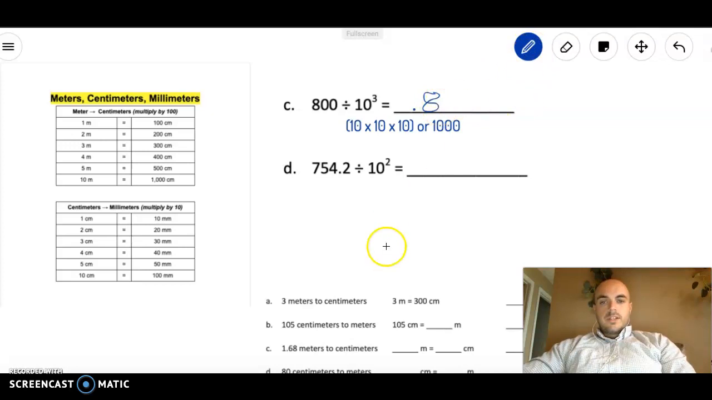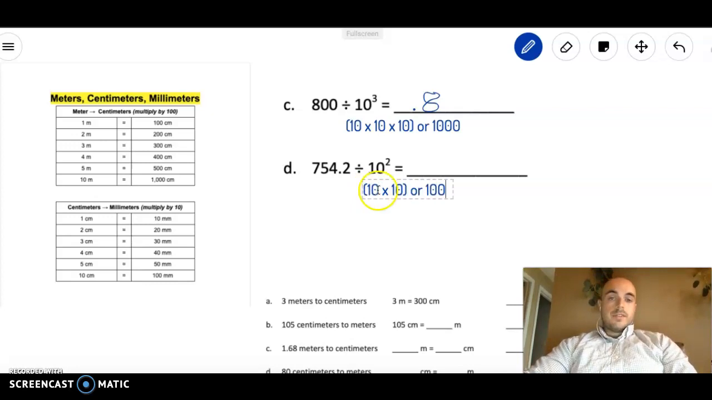Okay, let's look at the next one. So I'll do the same thing. 10 to the second power, as an example, is just 10 times 10, or you could say it's 1 with 2 zeros, or in this case, 100, right? I am also dividing this one. So I have 754.2, or 754 and 2/10, divided by 10 to the second power.